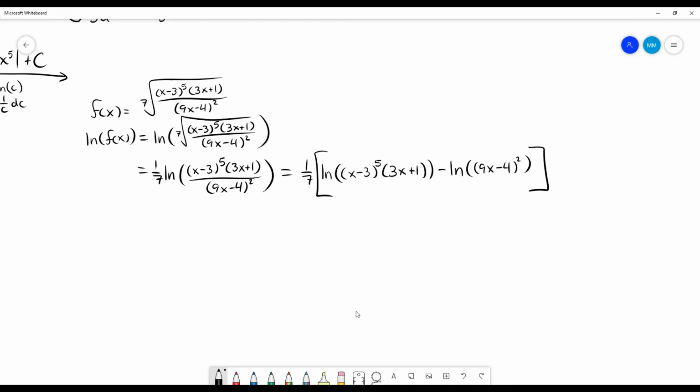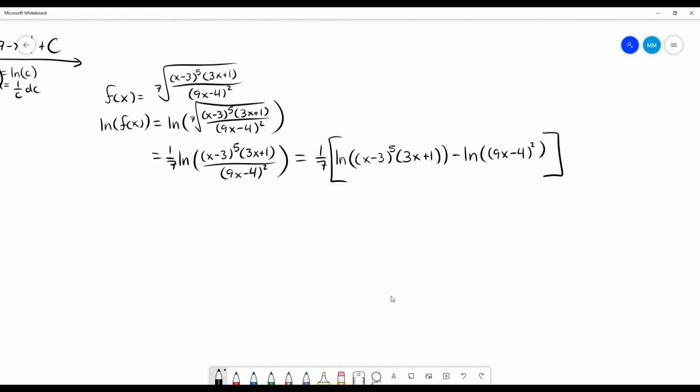So this is what we've got now. And I'm going to break this part up. Because these are multiplied here, I can break this up into two logs added to each other. So it's going to be the log of this first one plus the log of this second one, minus the log of this here that we already pulled out.